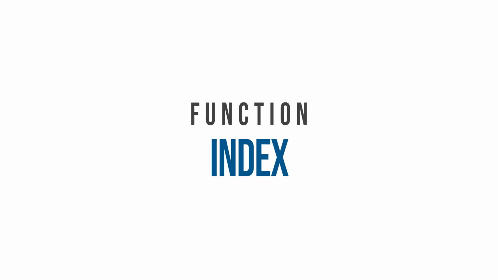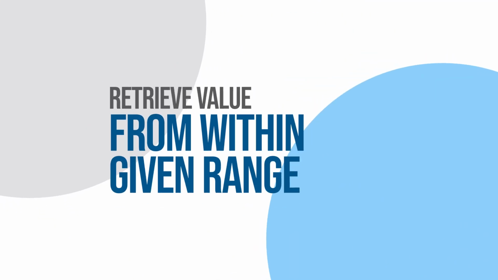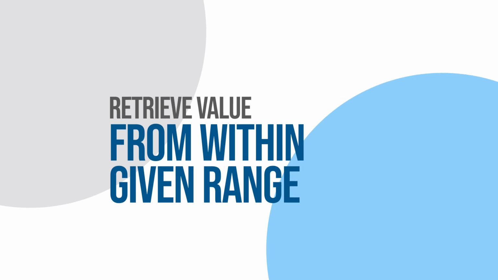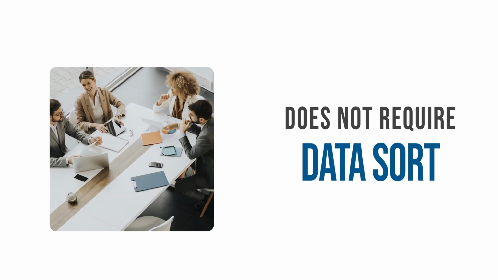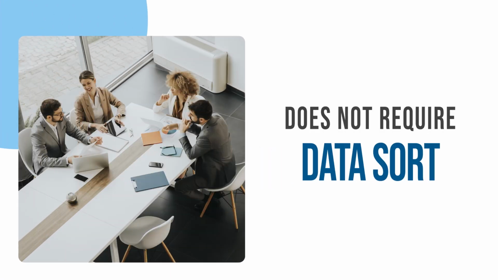In this tutorial, we will discuss using the index function. The index function is a versatile tool in SmartSheet that lets you retrieve the value of a cell located at the intersection of a specific row and column within a given range. Unlike basic lookups, the index function is particularly useful because it doesn't require your data to be sorted. This makes it incredibly flexible and powerful for managing large datasets.